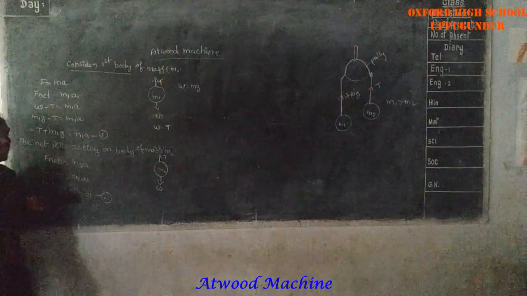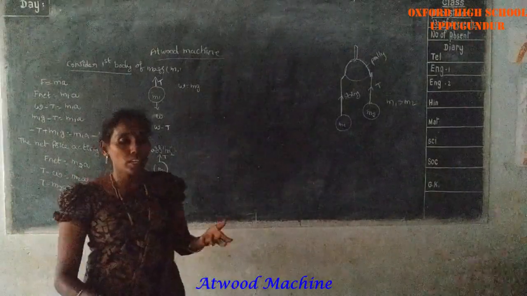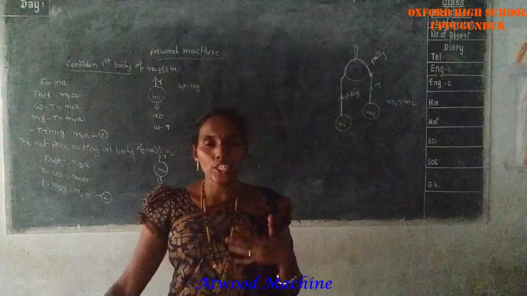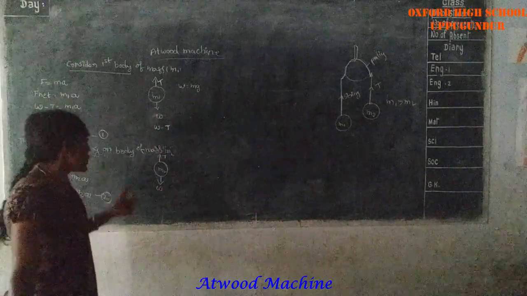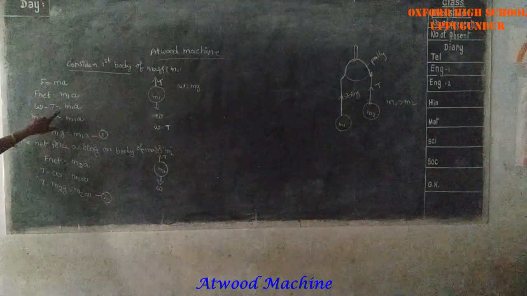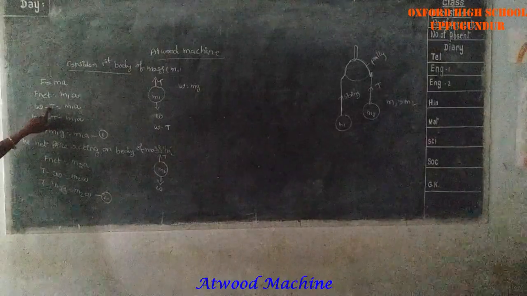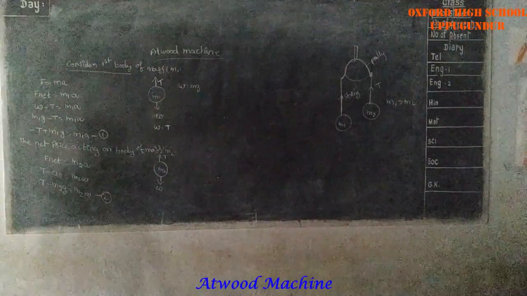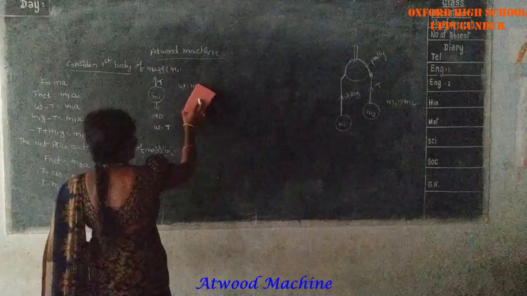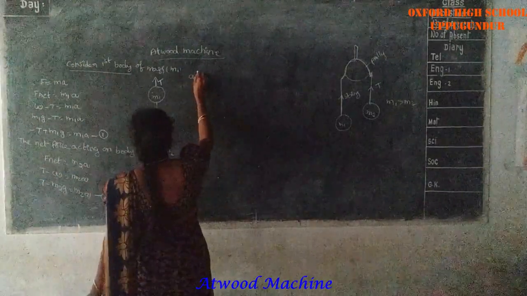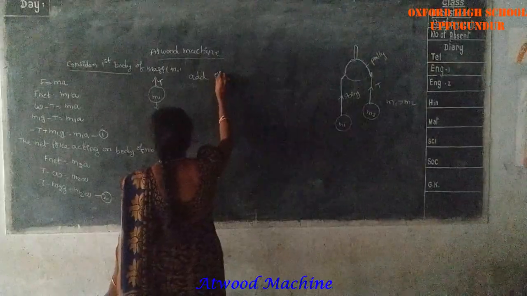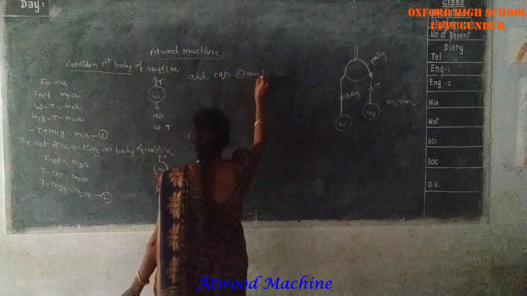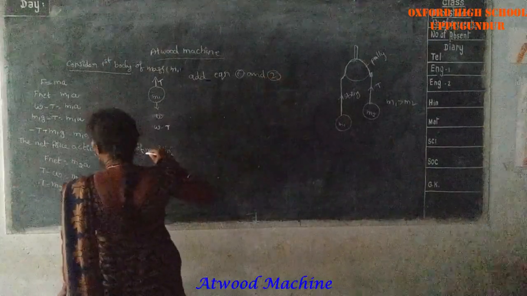See, if the mass of the body is increasing, the tension force is less. If the mass of the body is decreasing, the tension force is high. That's why in the first case, the net force is written as W minus T. In the second case, the net force is written as T minus W. Now, by adding equations 1 and 2, write the first equation.